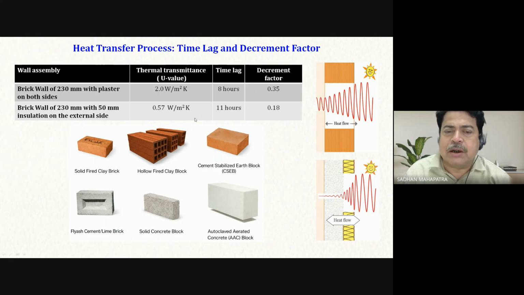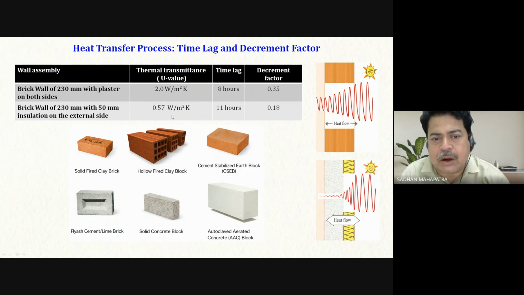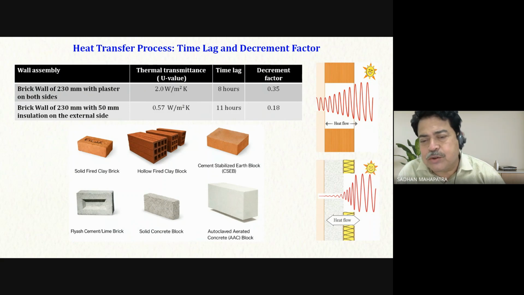Now what is the thermal transmittance? As we have put an insulation, your thermal transmittance has come down to 0.57. The time lag has increased to 11 hours and the decrement factor also drops to 0.18. That means this thermal insulation reduces the thermal transmittance, helps to improve the time lag, and also helps to reduce the decrement factor. So for the same wall, we are now putting an insulation on the exterior side to manage the time lag and the decrement factor.